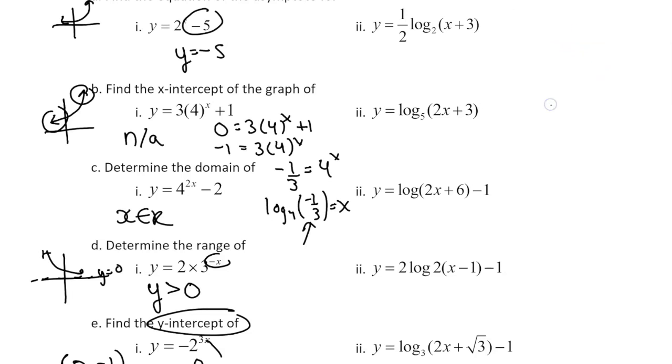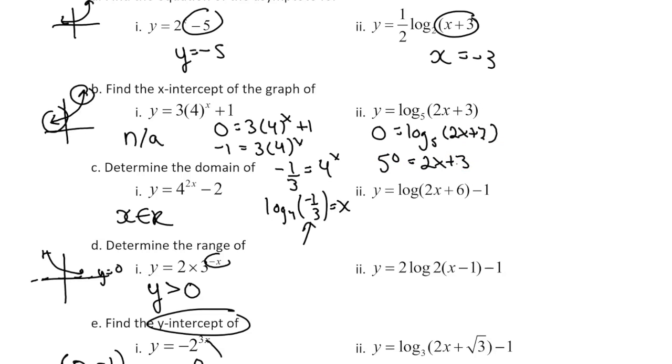For our log questions, if you want to find the asymptote, that would be at x equals negative 3. That's where this guy here would begin to be undefined. For the x-intercept, you could put in 0 for y, and put that into exponential form. 5 to the 0 equals 2x plus 3. Actually, let's first say 1 equals 2x plus 3. Subtract 3 onto the other side. Negative 2 equals 2x, and negative 1 would equal x.